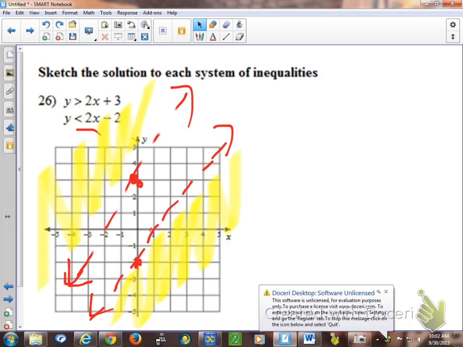Because this is the first line, but it says y is greater than, so that means above that line. And this is the second line, and it says y is less than, so we shade below that line. So if it's greater than, you shade above it. Same as below. That's it.